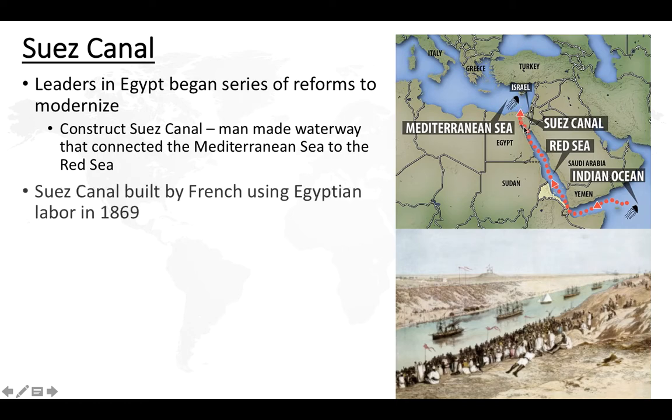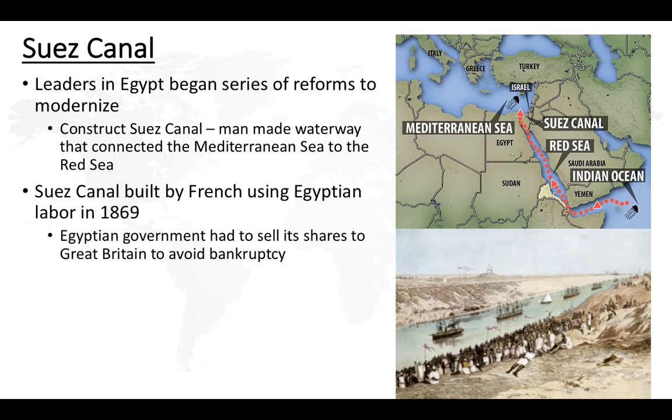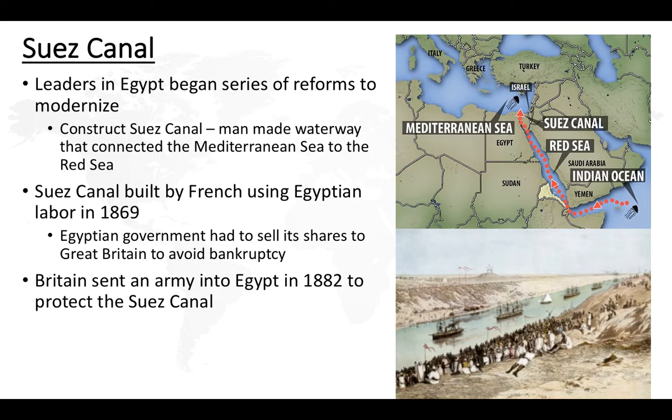And they couldn't fund it on their own, so they worked with the French to help build it around the year 1869. And the Egyptian government, unfortunately, had to sell its shares to Great Britain because all of the work that went into it was too expensive for them. Great Britain was really the only nation that could buy out the Suez Canal. With that, it gave Great Britain control of that canal.